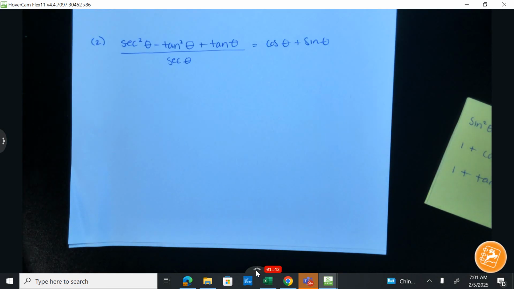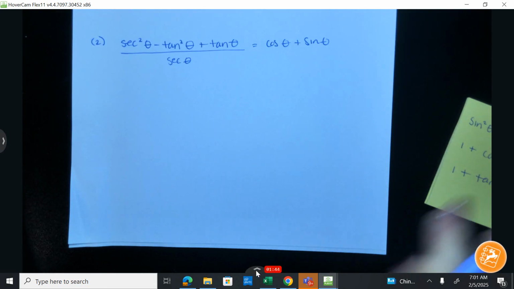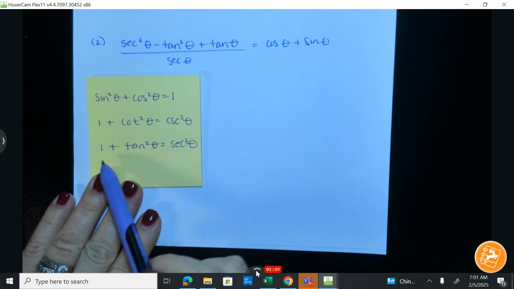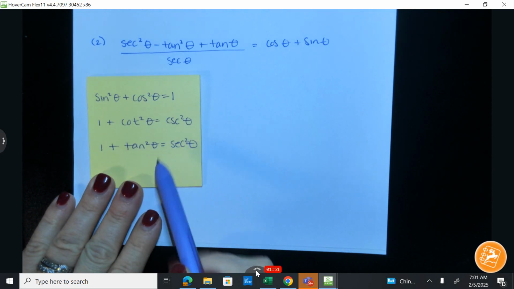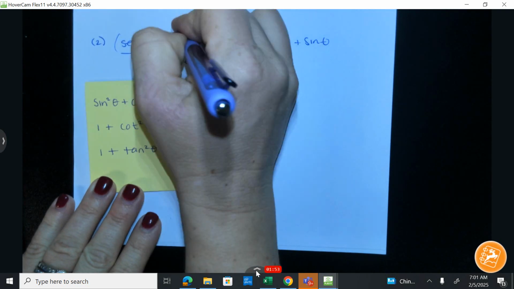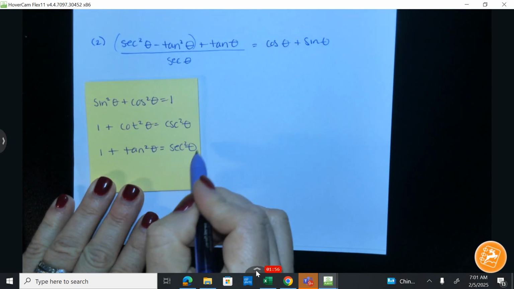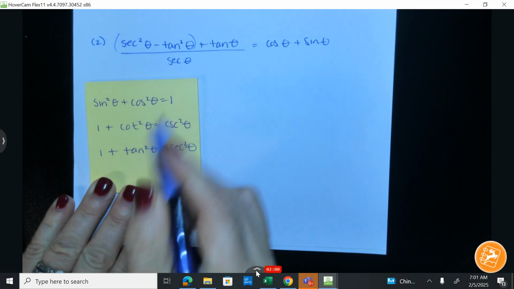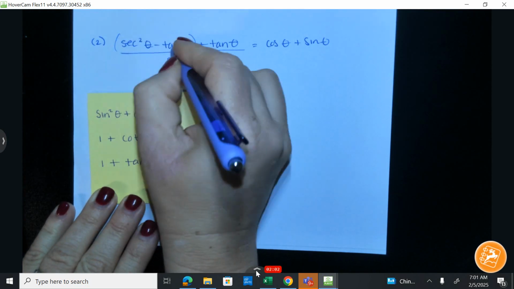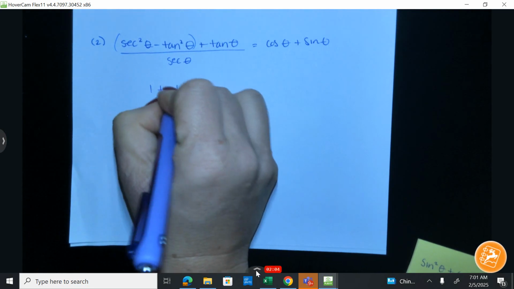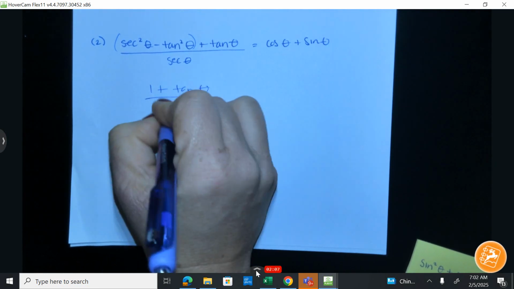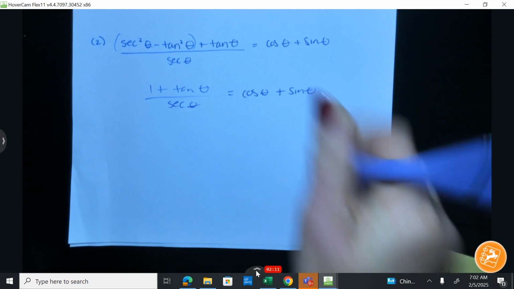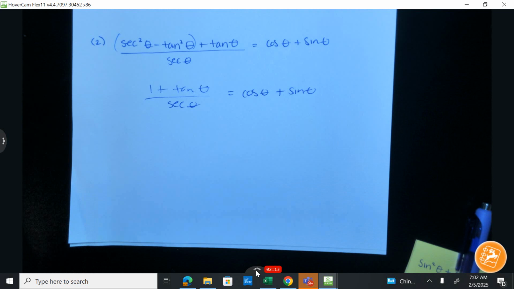Press pause, write down the second example, and then come back to the video. Right away, I recognize that in this last identity I have down, I could subtract tangent squared to the right, and I would have secant squared minus tangent squared is equal to 1. That means I can replace this portion with 1. 1 plus tangent of theta over secant of theta. And again, my goal is to simplify it, showing the left side equals the right side.